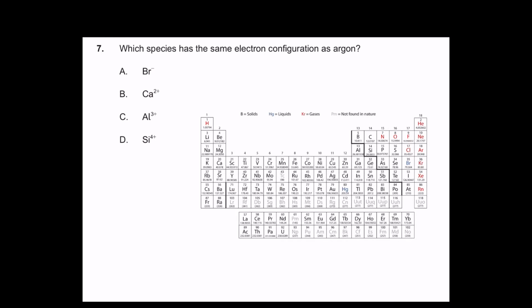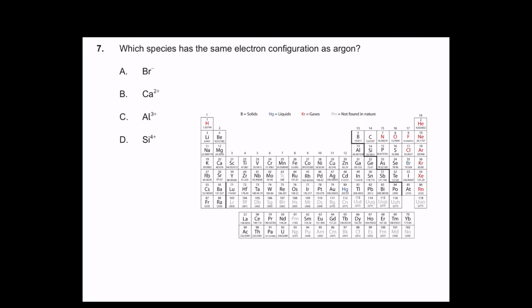Moving on to question 7. In this question, we have to find out which species has the same electronic configuration as that of argon. Now, to solve this question, we do not actually have to write the electronic configuration for all of these species. What we can do is just see which of these species has the same number of electrons as that of argon. To solve this, we can use the periodic table that will be attached with your question paper.